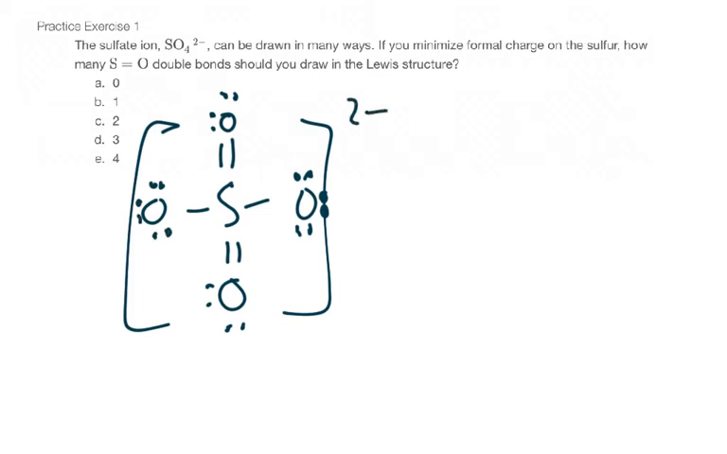Let's find the formal charge. Well, we know the sulfur is still going to be 6. Now, there are 6 lines there, 6 bonding and 0. Now, look at this. By having 2 double bonds, we have now minimized the formal charge on sulfur. It's now 0.